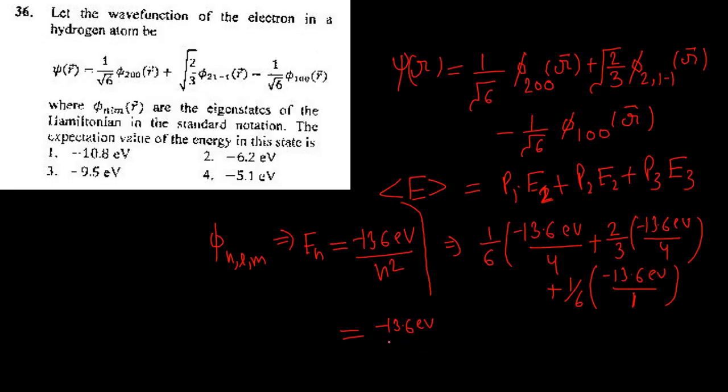Minus 13.6 electron volt common, divided by 6. You can take 6 also common. So what will you get? Here you will get 1 by 4, plus 6 I have taken common, so 2 will cancel out, so here you will get 1, plus 1 by 6 which I have already taken common, and minus 13.6 electron volt I have taken common. So when you solve this, you will get 5.1 electron volt with minus sign. So option 4 will be correct.